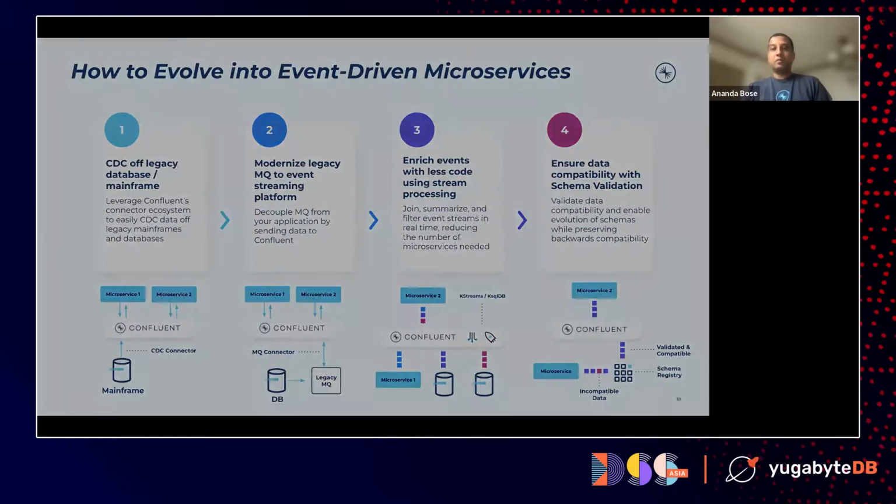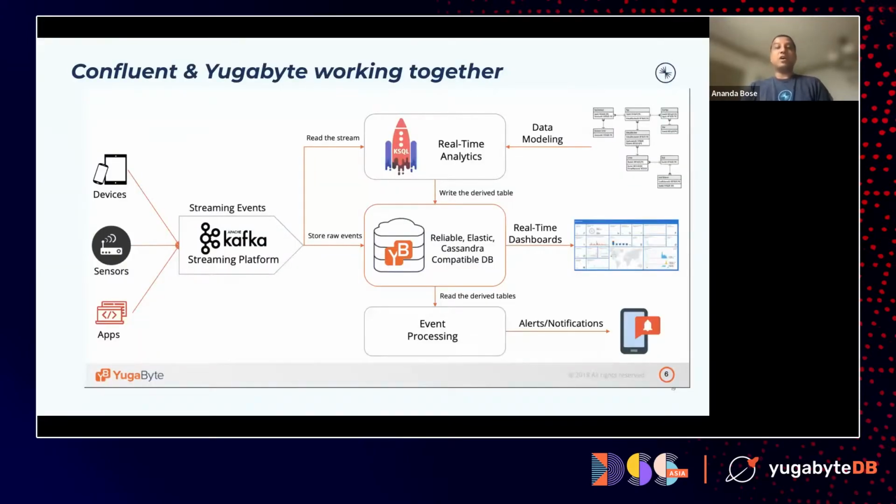currently coming in from wherever it was designed. So here's an example of how Confluent and Yugabyte work together. So we have different kinds of backend devices. This could be devices, it could be sensors, it could be apps. And using either connectors or standard, native Kafka streams, etc., we get all of this into Confluent.